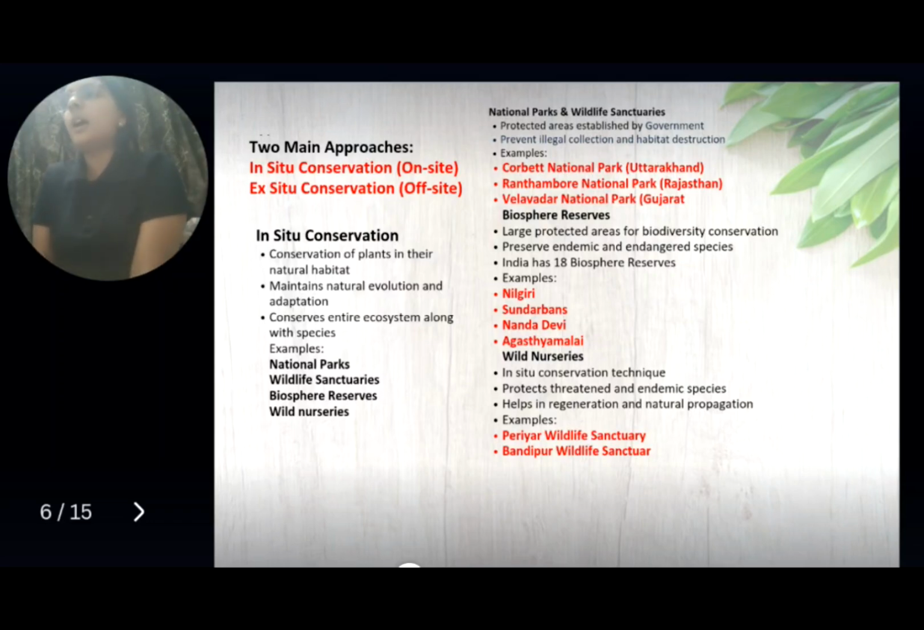Next, we will move to biosphere reserves, which are large protected areas for biodiversity conservation. They preserve endemic and endangered species of medicinal plants, and India has 18 biosphere reserves. Examples: Nilgiri, Sundarbans, Nanda Devi and Agasthyamalai. Wild nurseries are an in situ conservation technique that protects threatened and endemic species and helps in regeneration and natural propagation. For example, Periyar Wildlife Sanctuary, Bandipur Wildlife Sanctuary.